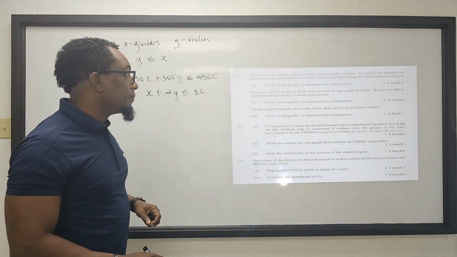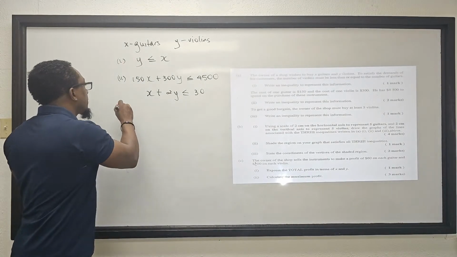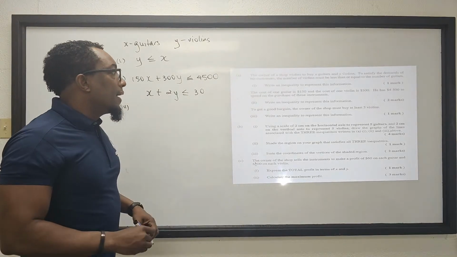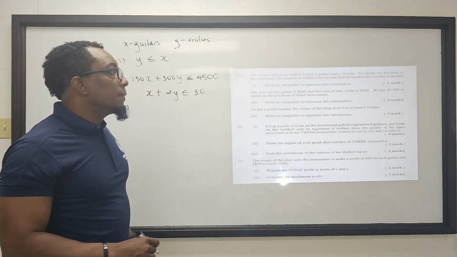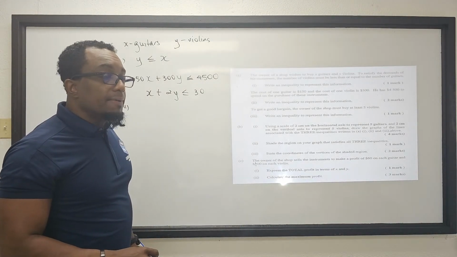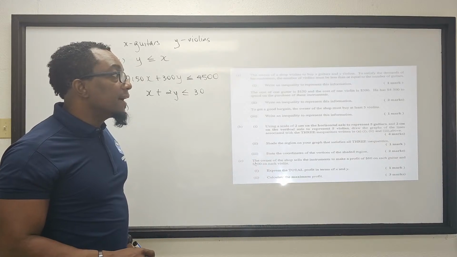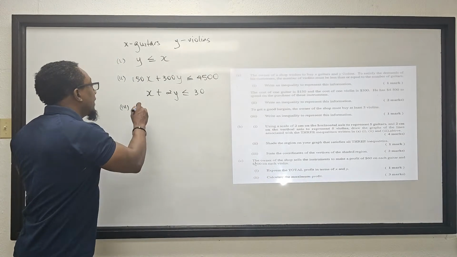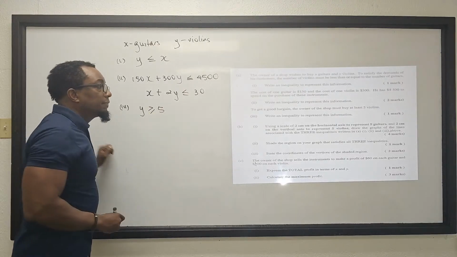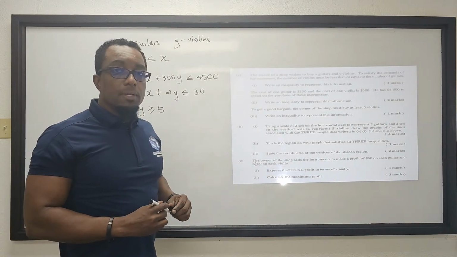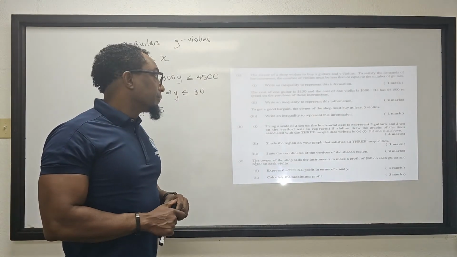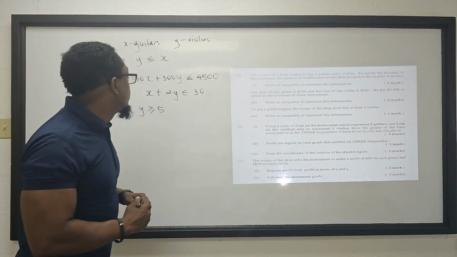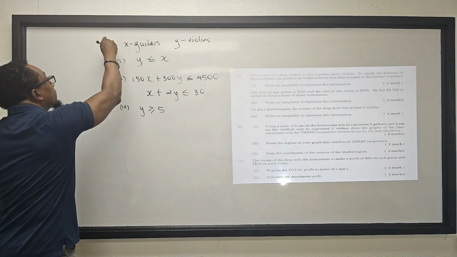Now, part 3. To get a good bargain, the owner of the shop must buy at least 5 violins. What does at least 5 violins mean? Violins will be y, so at least 5 will be y is greater than or equal to 5. Good? So we have our 3 inequalities. Now let's look at part B. This is part A.